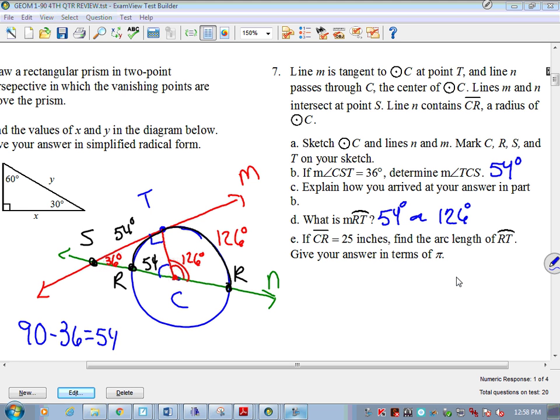Never mind. All right. So if CR is 25 inches, okay, which makes it the radius, 25 inches, find the arc length of RT. Let's go ahead and base that on this side since we want it to be able to match up. Arc length is using what formula? How do we find arc length? Arc length, not area of a sector. 2 pi r.